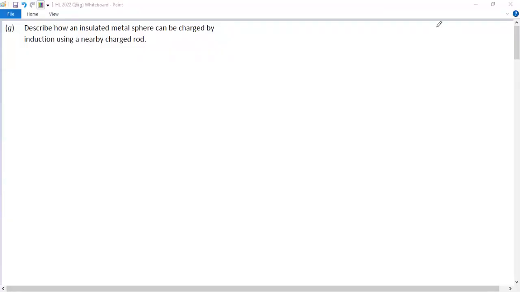Hi everybody. Today I want to have a look at question 6, part G of the higher level 2022 Leaving Cert Physics paper. This is one of the short questions.